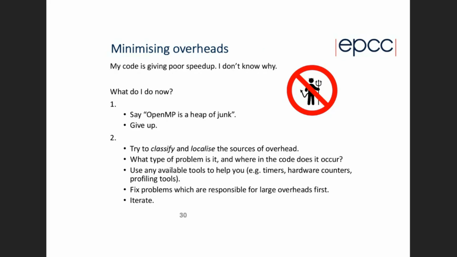Okay, so in general, what to do? In the situation where your code is giving you poor speed up and you don't know why, what do you do now? Hopefully, having listened to me, you won't take number one and blame OpenMP for scaling badly, because in general the implementations are actually pretty good, and most of the problems are either in your code or down to the hardware.